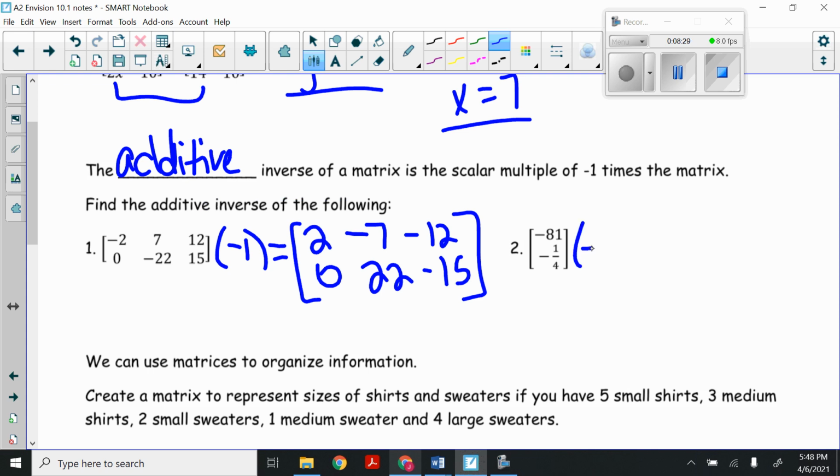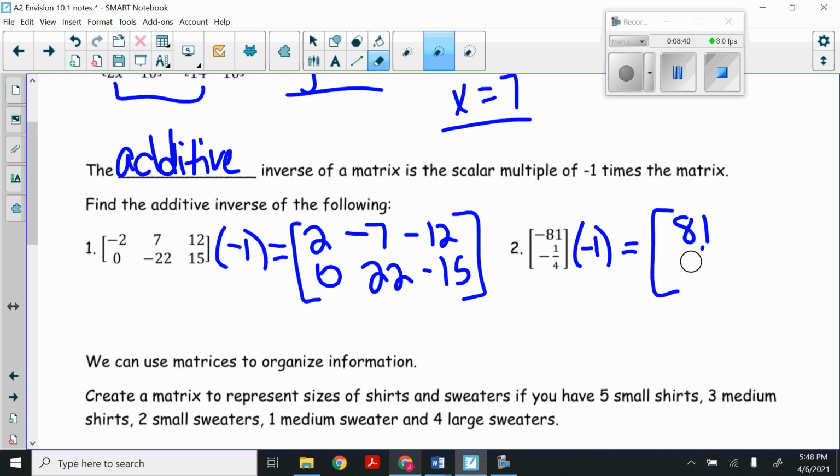Number 2, we're going to do the same thing, multiply it by -1. -81 times -1, 81. -1/4 times -1, sorry, that's a positive 1/4. So there's our additive inverse.